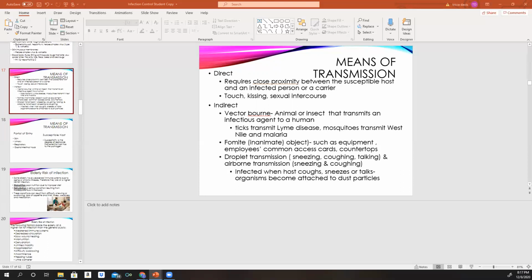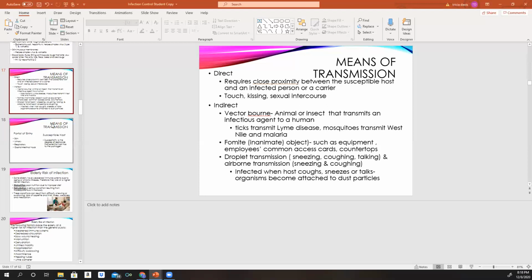Droplet transmission is similar to airborne. However, the airborne particles are usually less than 5 micrometers, and droplet particles are greater than 5. Table 24-1 summarizes the means of transmission for several organisms, their reservoirs, and examples of the type of diseases that they transmit. So you might want to take a look at that chart.